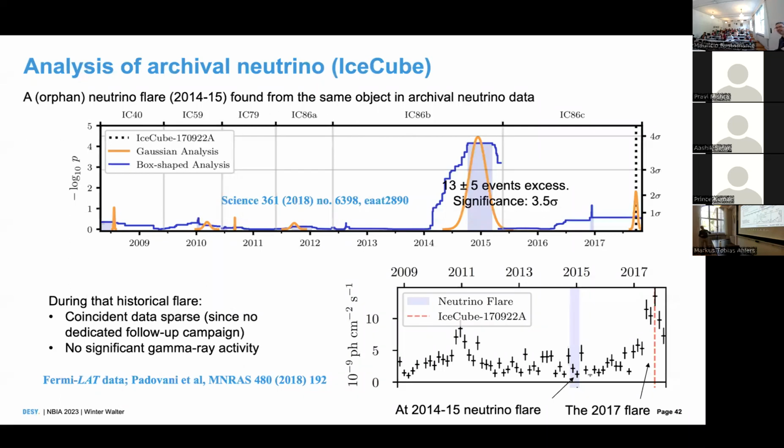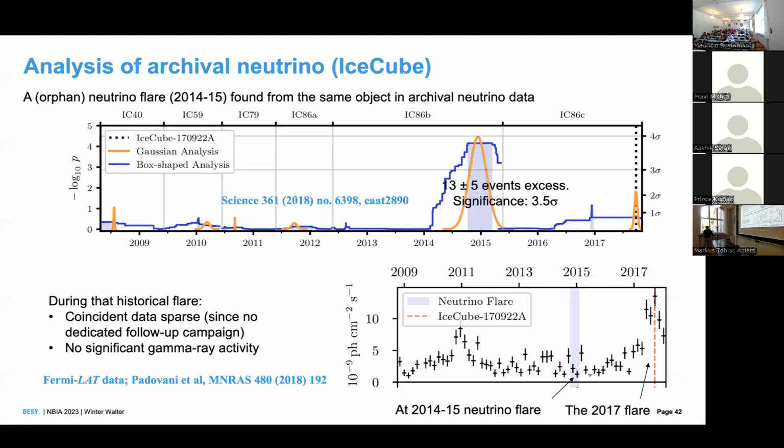Then what they did is they did an analysis in the same direction and looked further back in time. They actually did an analysis in time, as you see the time series with different assumptions for the time-like shape of this signal, where they found in 2014-15 even more significant excess of neutrinos, like 13 events with a significance of 3.5 sigma. So this is the 2014-15 flare of these neutrinos compared to the one in 2017, where only one event was seen.